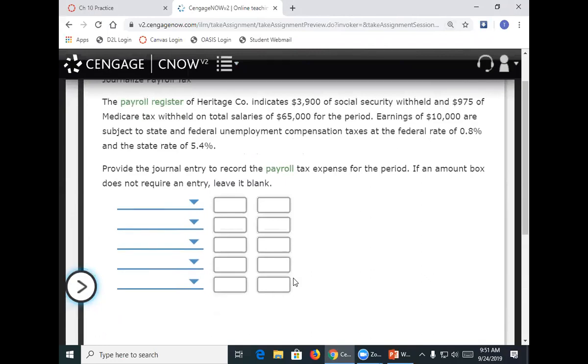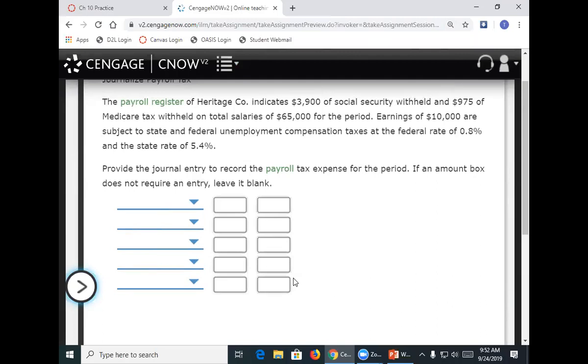So this is just an example of the employer payroll tax liability. From the employer standpoint, we're paying payroll taxes. We're paying FICA, Medicare, FICA, Social Security, and federal and state unemployment. Those are the 4 payroll taxes that the employer is responsible for. It says the payroll register of Heritage Company indicates $3,900 of Social Security withheld and $975 of Medicare tax withheld on total salaries of $65,000 for the period. So they've just given us the FICA taxes.